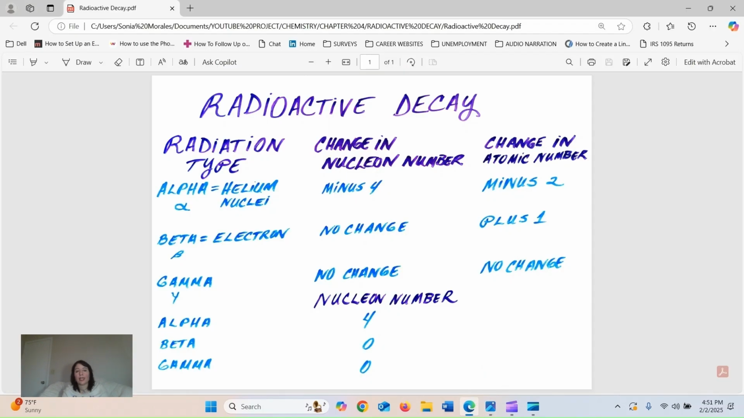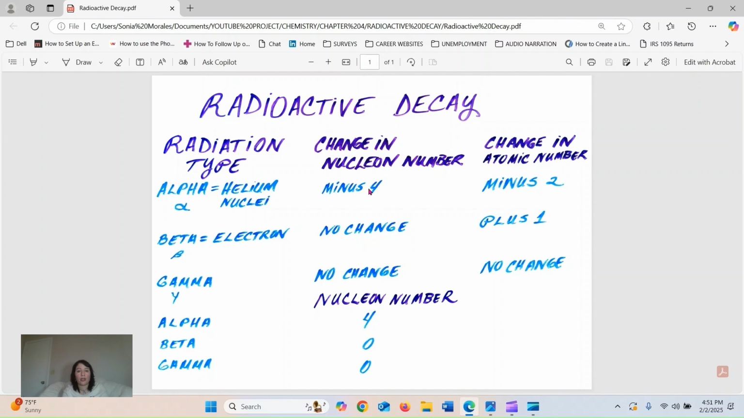So now let's look at the second radiation type, in this case, beta. And here's the Greek letter for beta. So what happens in beta decay? In beta decay, the unstable nuclei emit beta particles that are identical to electrons. So let's go down here. Here's beta, and the nucleon number is 0. And when you think about electrons, their mass number is 0, hence the 0 here.